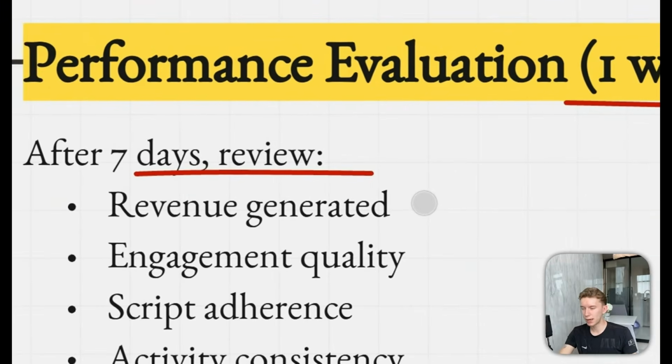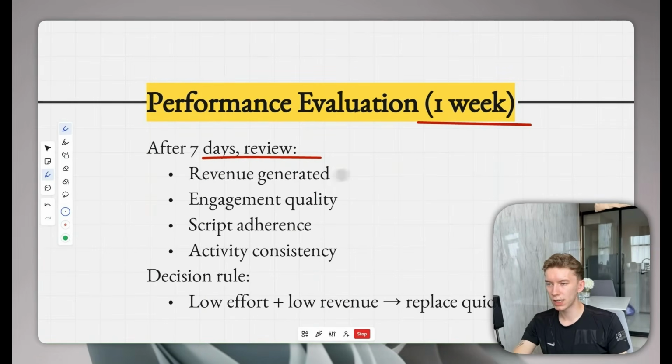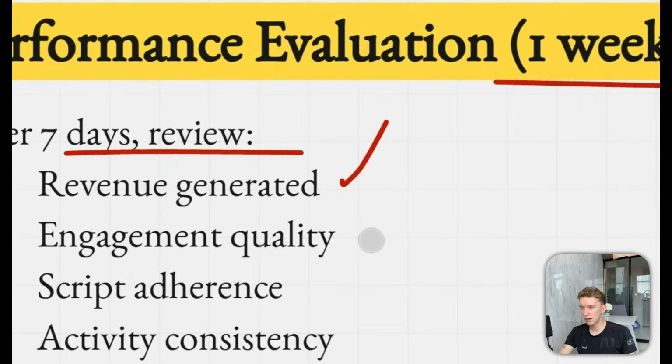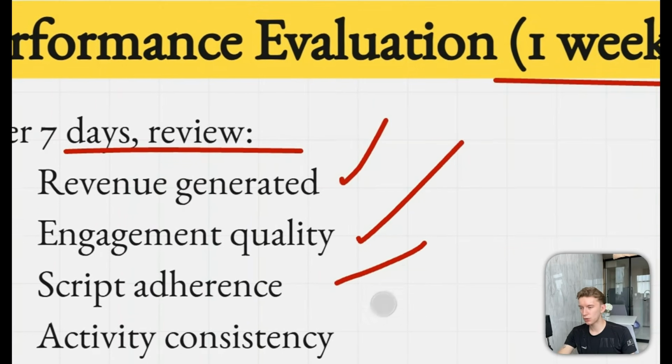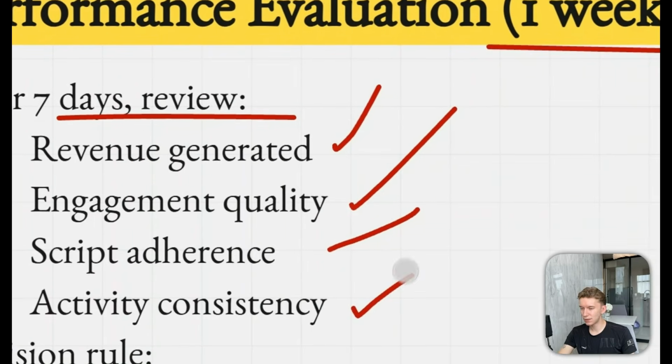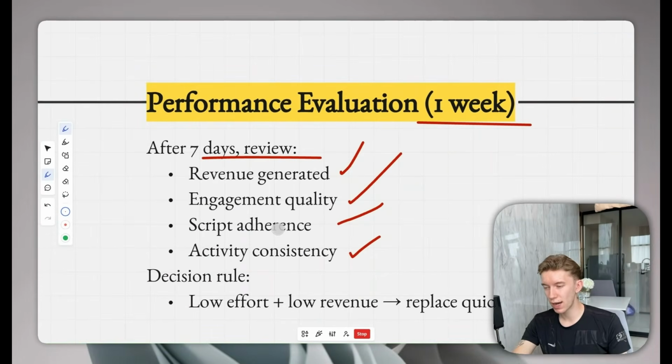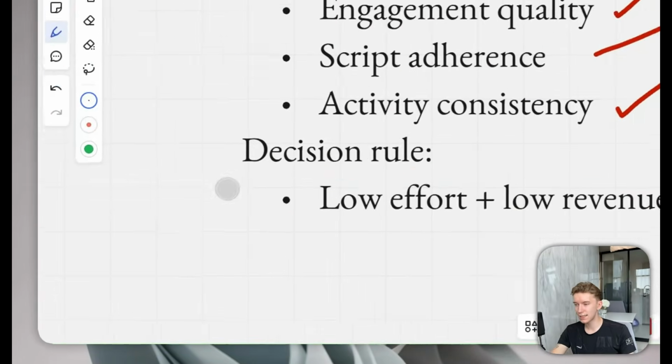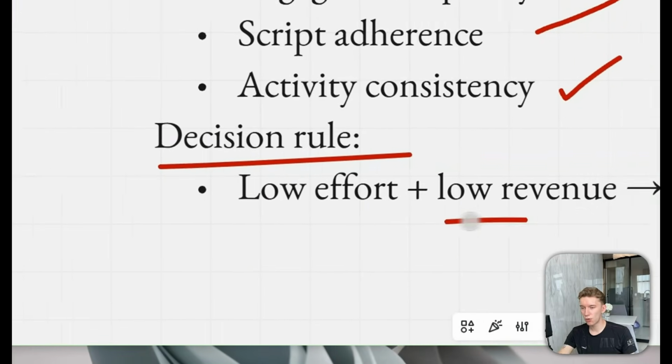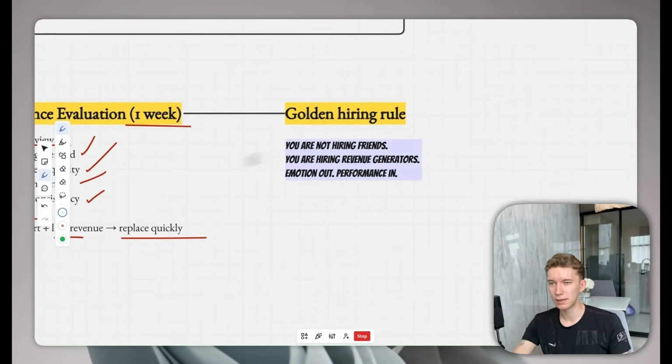Obviously, you're going to pay them by day 7 to 14. So you're going to review how much revenue they generated, how good they are at keeping engagement, how good they are at following the scripts, and their activity, their response time, rate, all these sorts of things. As a decision rule, low effort, low revenue, get rid of them, replace them, okay?